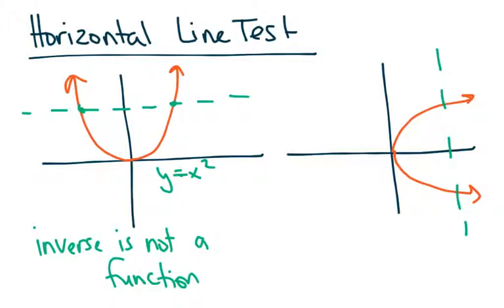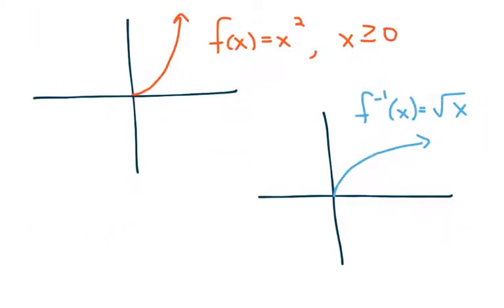Well, what if instead I restrict the domain? So my red graph here is the graph of y equals x squared, except that I'm only graphing where x is greater than or equal to 0. So when I graph its inverse, f inverse of x is the square root of x.